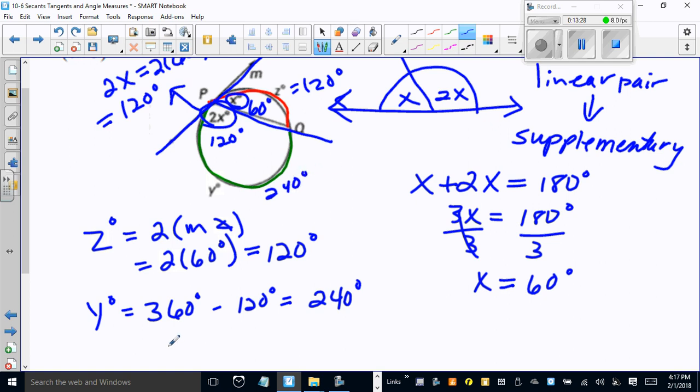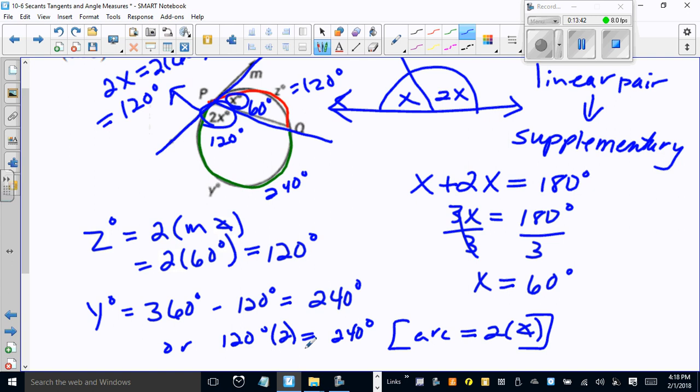Also, you'll notice that if I took 120 degrees and I multiplied it by 2, I also get 240 degrees, meaning that the arc is equal to 2 times the angle. Okay?